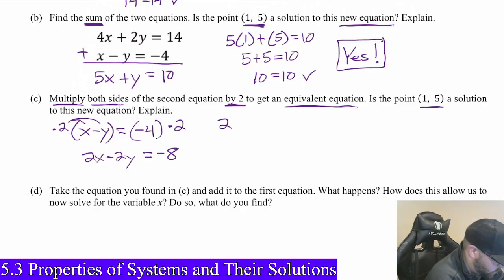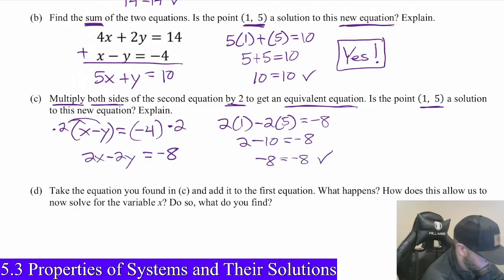So 2 times 1 minus 2 times 5 equals negative 8. So here we're going to get 2 minus 10, and we get negative 8 equals negative 8. So is it a solution still? Yes.